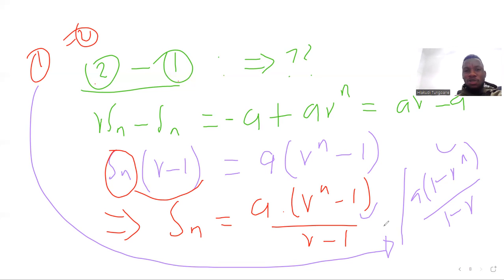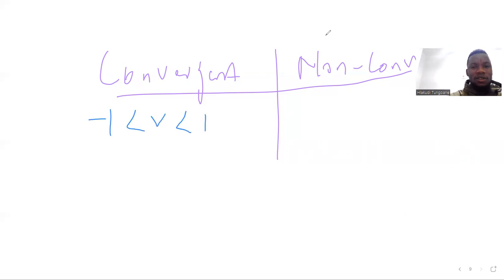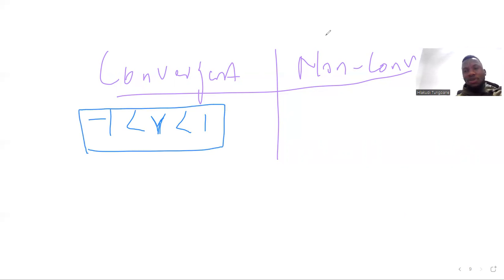And then how are you able to determine that mathematically? How are you able to tell if the sequence that you have is convergent or not? Okay, so convergent, non-convergent, right? A geometric sequence is said to be convergent if the common ratio is between what? Between -1 and 1. So if your r is between 1 and -1, then your sequence is going to be convergent.